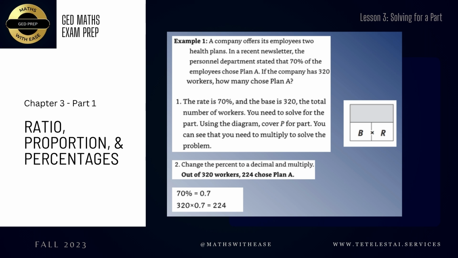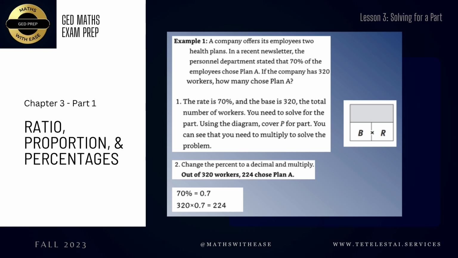If it told you that only 15 of the total number of workers, then you would know that X represents, it tells you of the total. Well, we don't know what the total is. So in that scenario, X would be the base, right? But in this particular scenario, we know that X represents the part, okay? So we're told that the rate is 70% and the base is 320, the total number of workers. So you would need to solve for the part.